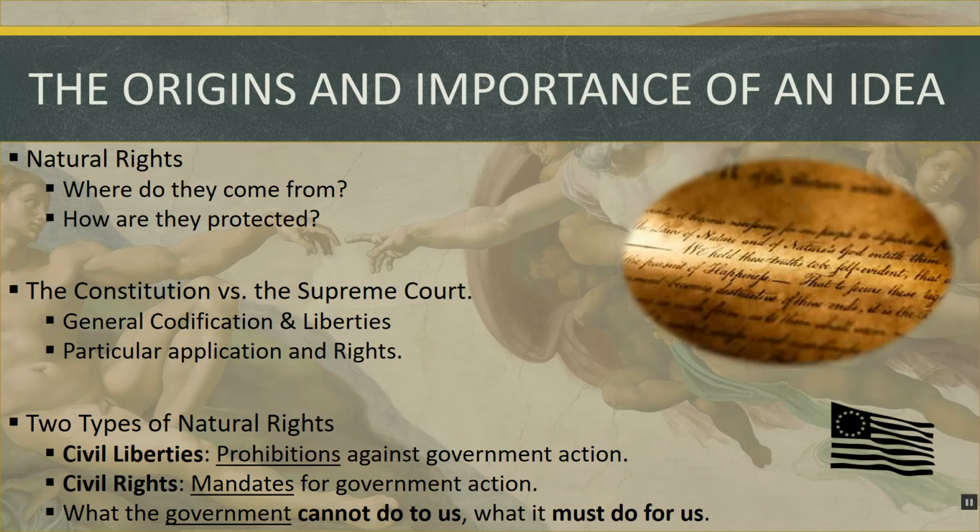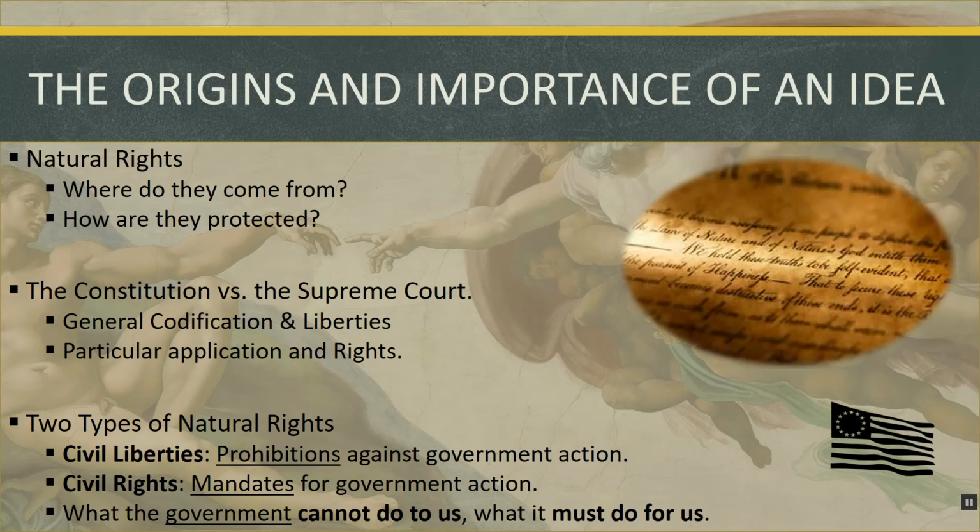So one way to think about civil liberties is to understand that these are a type of natural right, but that these particular natural rights are protected in our Constitution through a series of prohibitions against government actions. Civil liberties, in other words, are natural rights which tell us what the government cannot do to us.